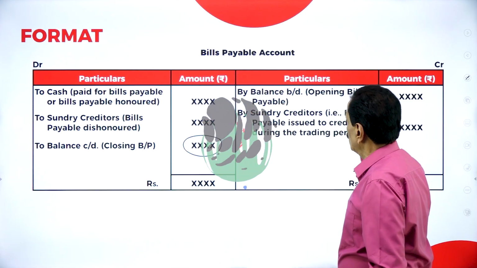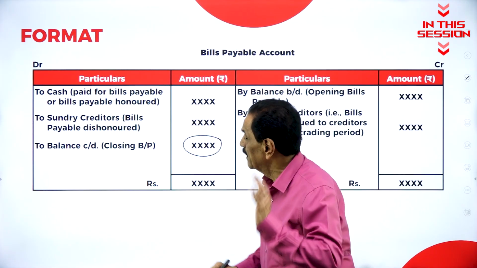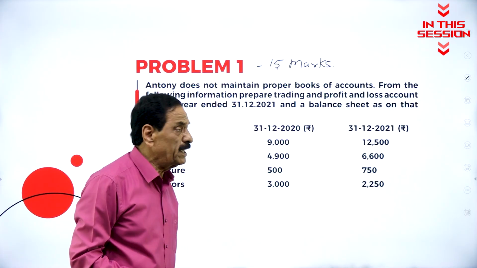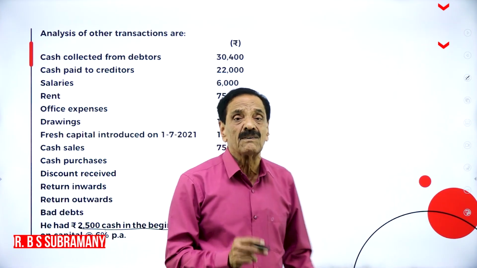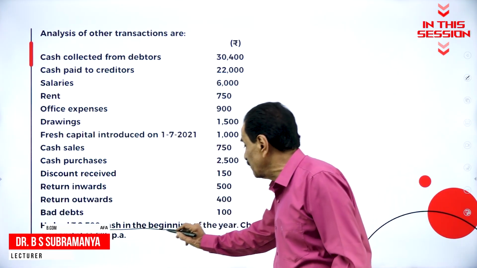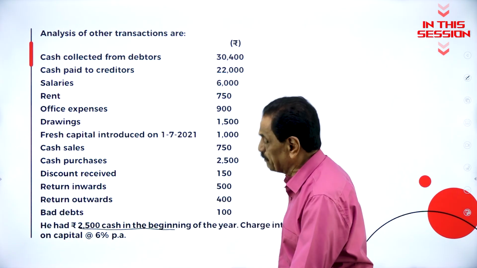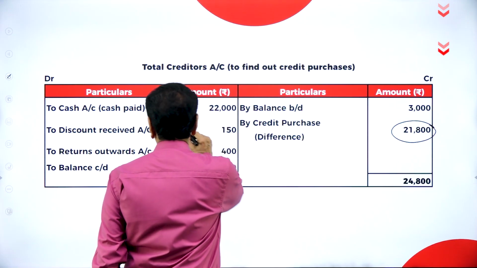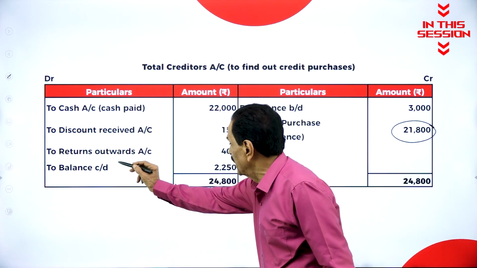By balance brought down, opening BP. To cash, bill cash paid for the year ended 31st December 2021, and a balance sheet as on that date. He does not have the closing balance. He started with how much money? 20 of the year. Charge interest on capital at 6%. By balance brought down 3,000. To cash paid 22,000. To discount received 150.